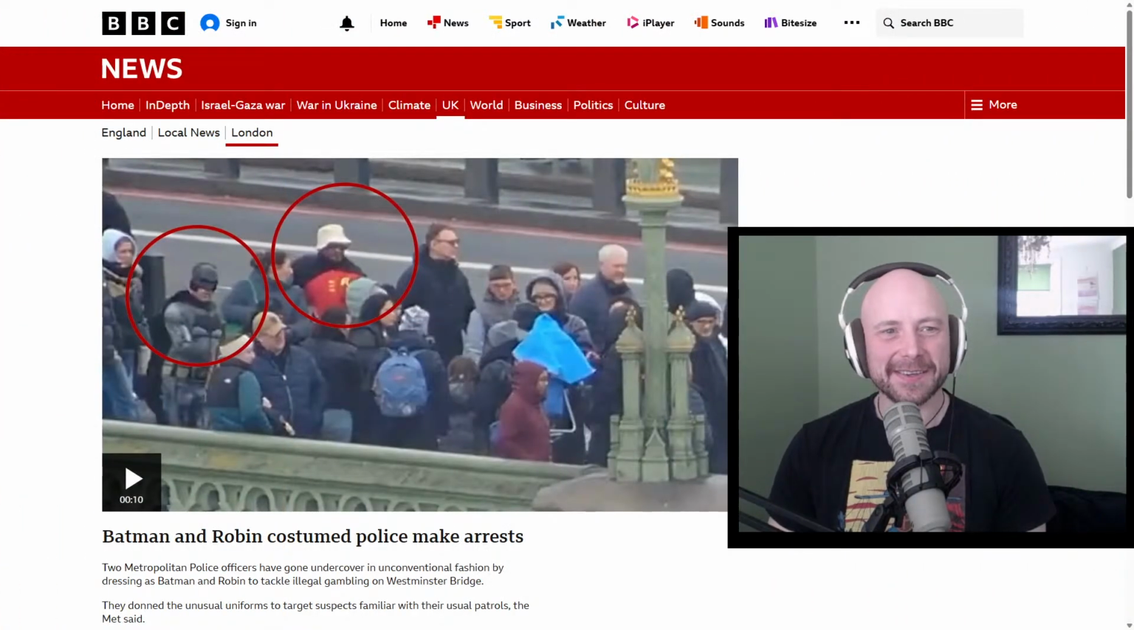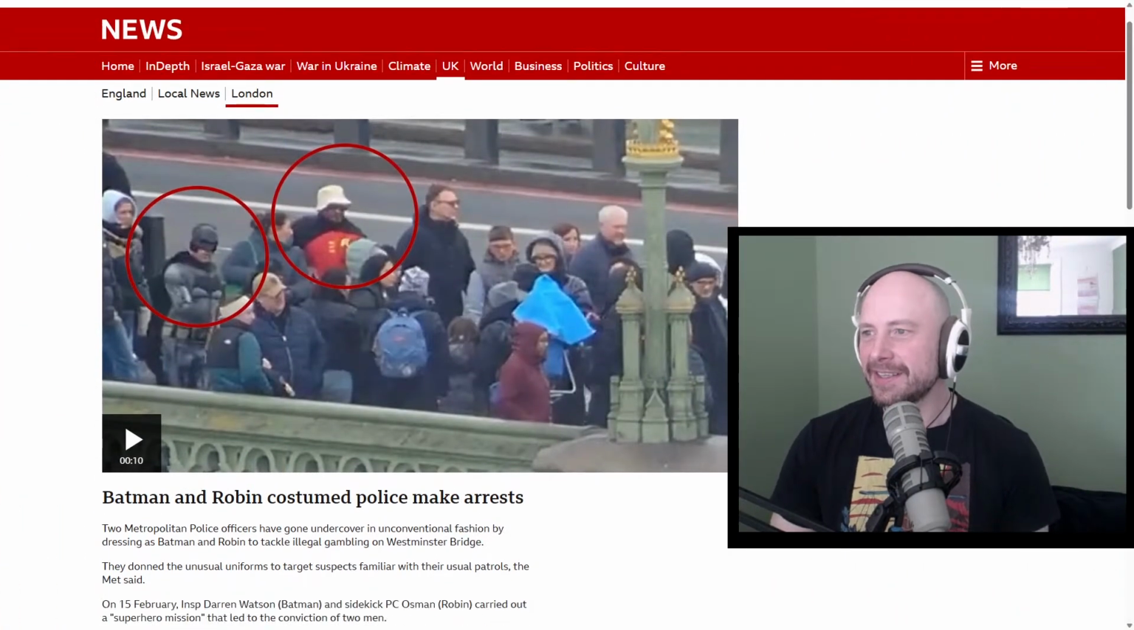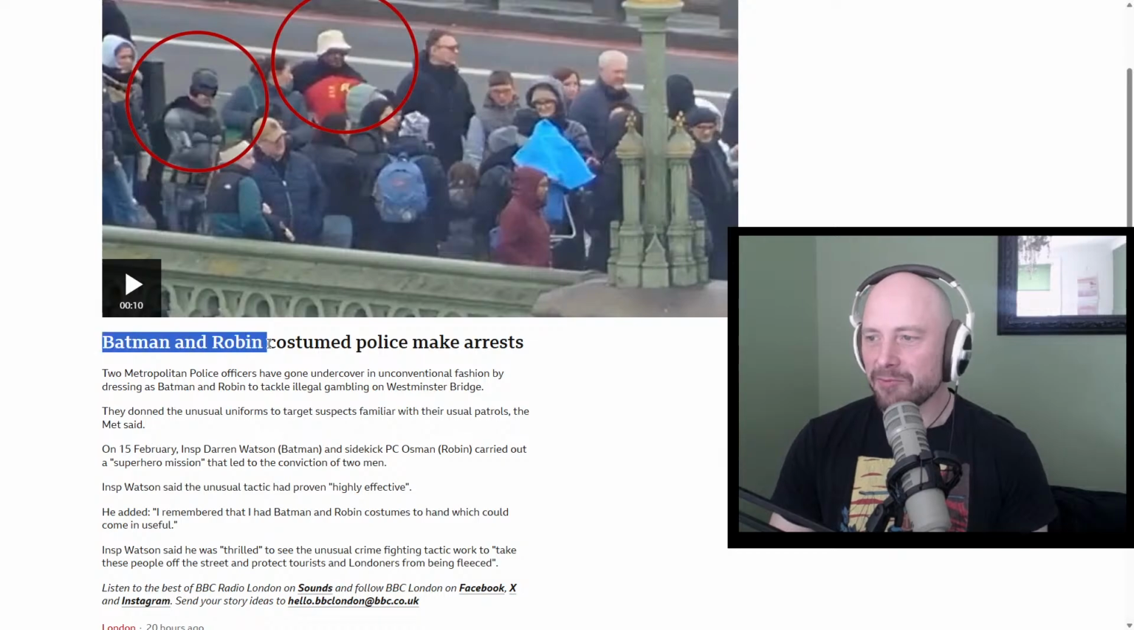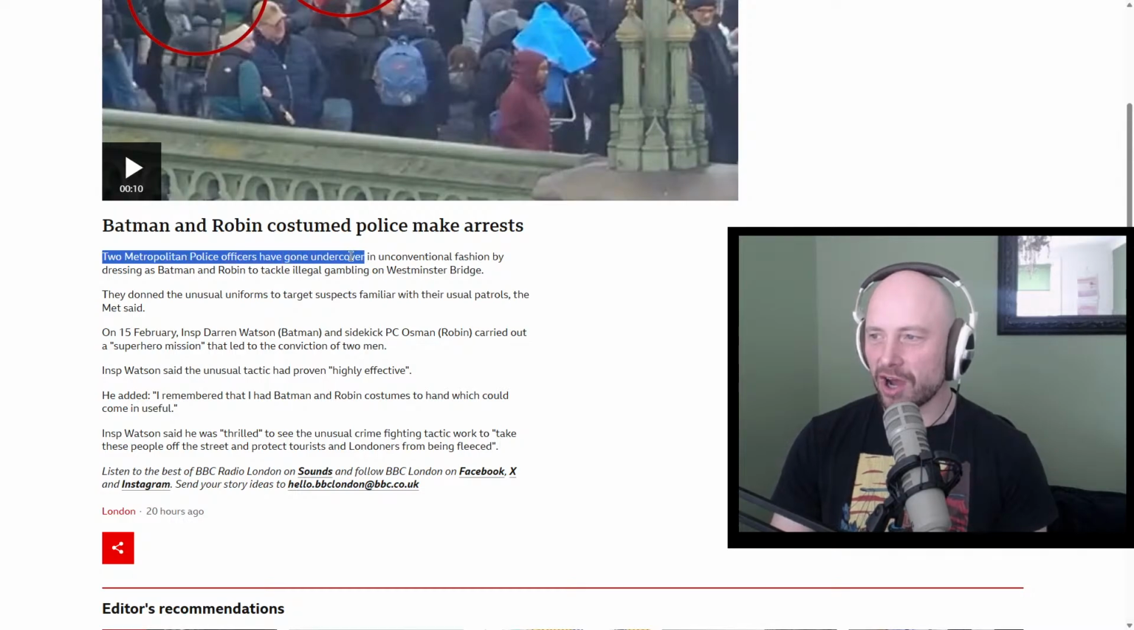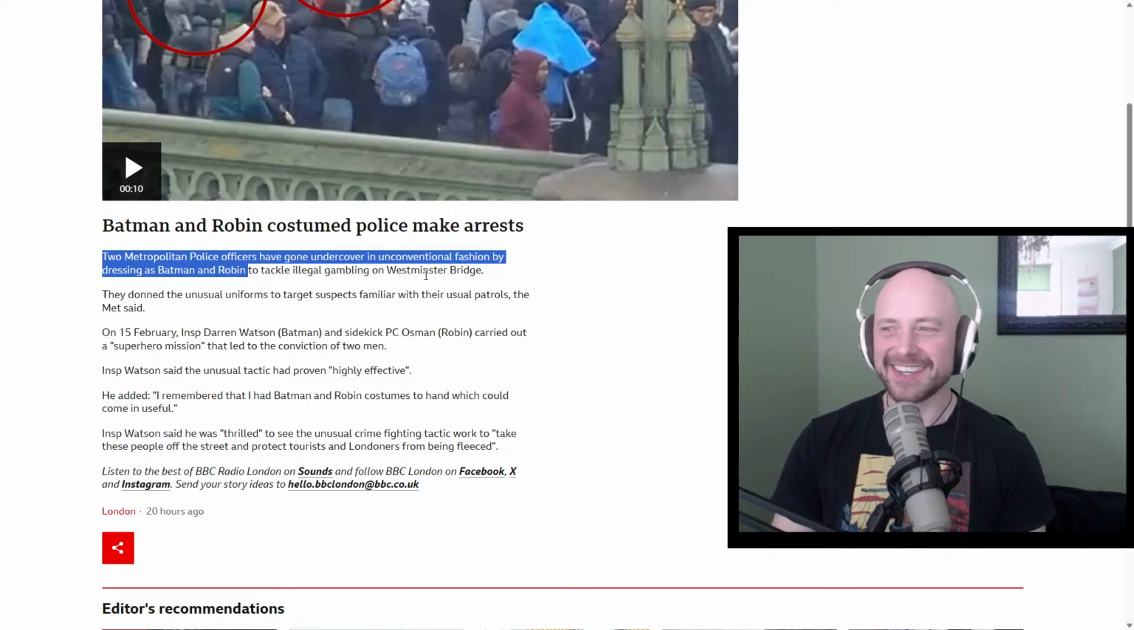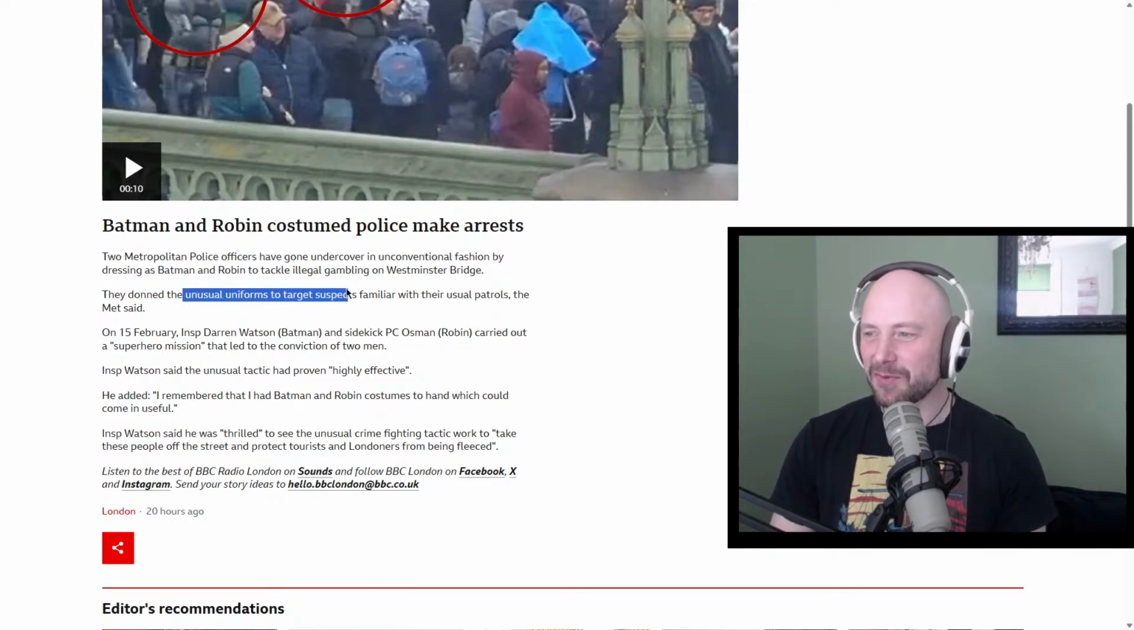Oh, okay, I found a good one. Batman and Robin, costumed police, make arrests. Two Metropolitan Police officers have gone undercover in an unconventional fashion by dressing as Batman and Robin to tackle illegal gambling on Westminster Bridge. They don the unusual uniforms to target suspects familiar with usual patrols.